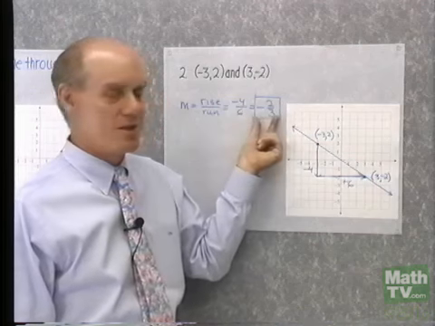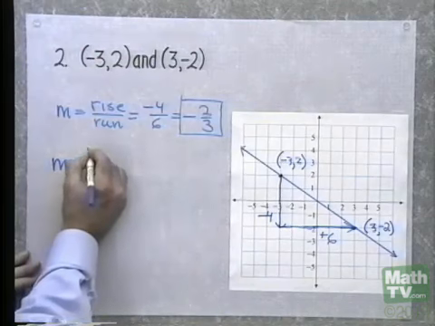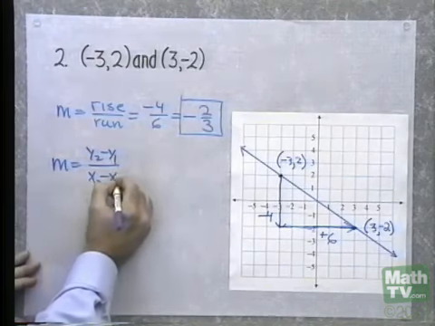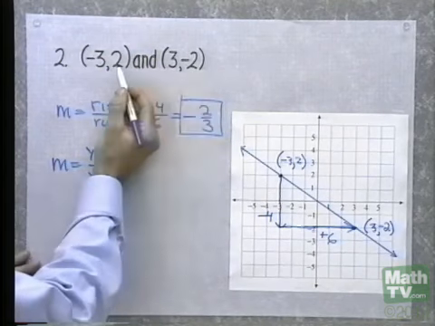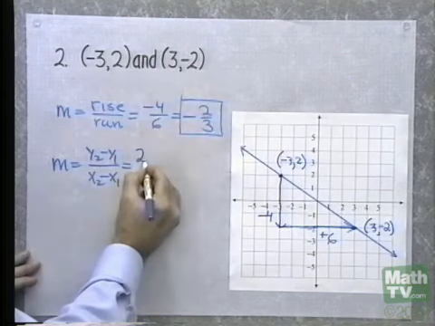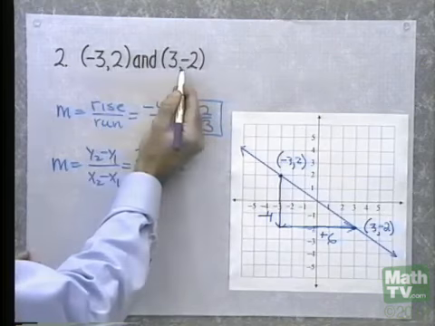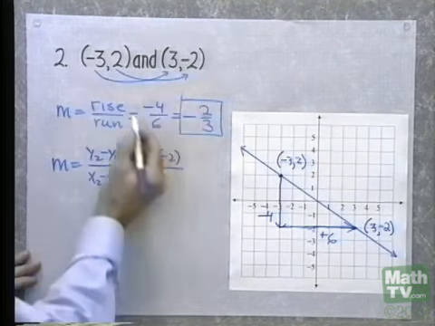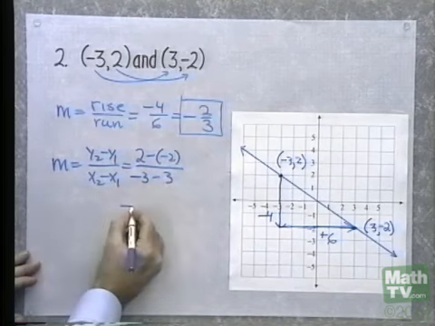Now let's find the slope of this line algebraically. So m will also be equal to y2 minus y1 over x2 minus x1. Well, let's just start with this point and subtract the coordinates of this point. 2 subtract -2 for the difference of my y coordinates, so I subtracted in that direction. Now let's subtract in this direction with x. -3 subtract 3.